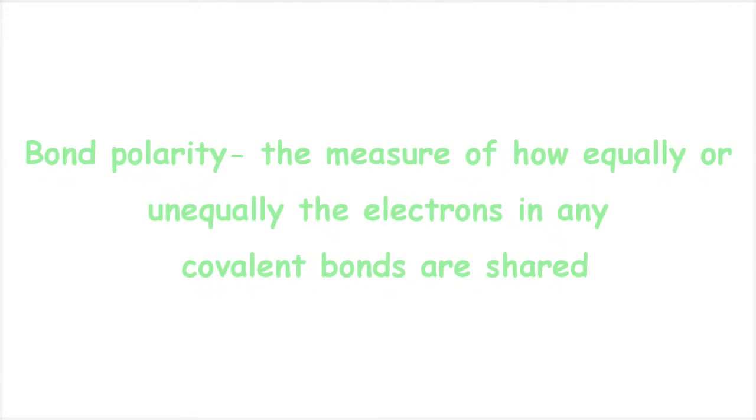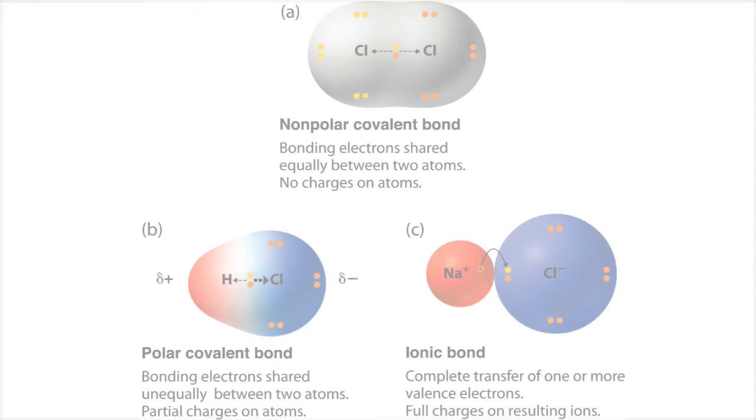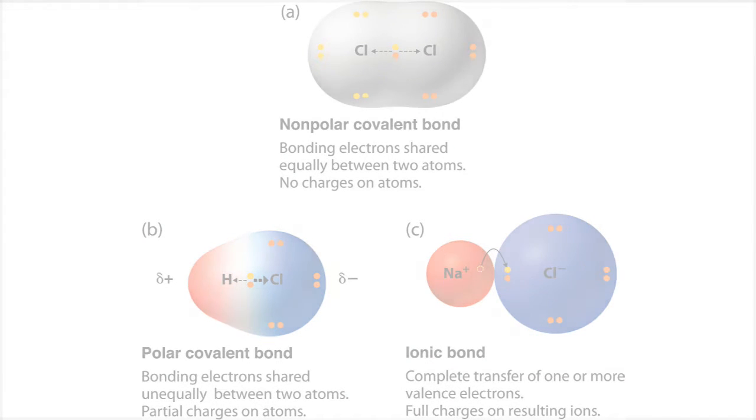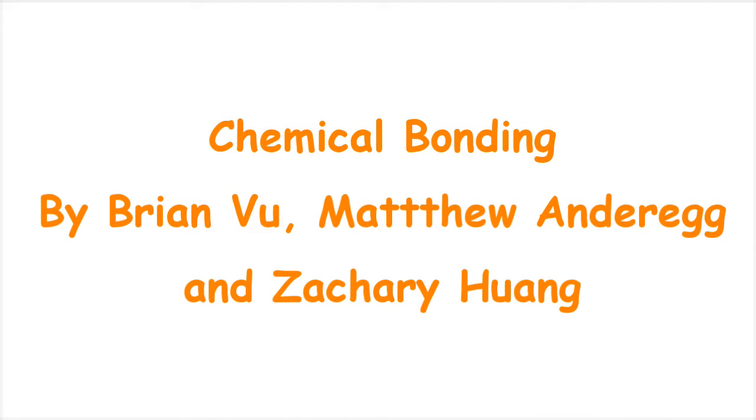Now, onto bond polarity. Bond polarity can be defined as the measure of how equally or unequally the electrons in any covalent bonds are shared. There are two types of covalent bonds. Non-polar covalent bonds, which are bonds in which the electrons are equally shared, and polar covalent bonds, in which one atom has a greater attraction for electrons than the other atom in the bond. The ability for an atom to attract electrons to itself is called electronegativity.